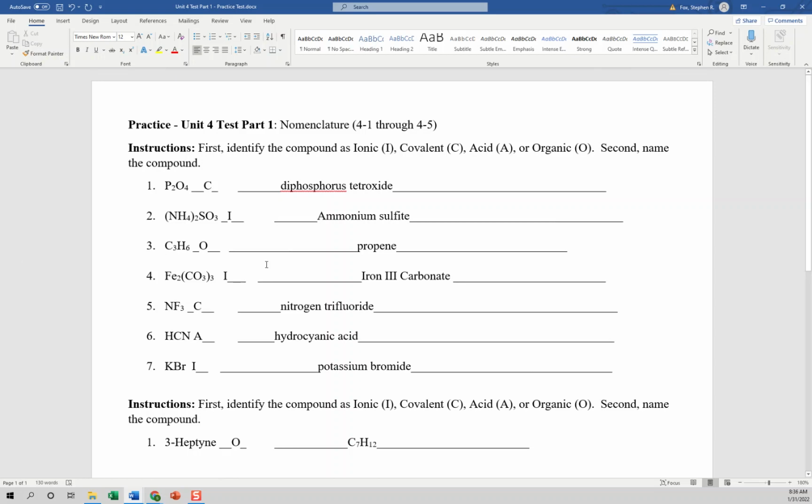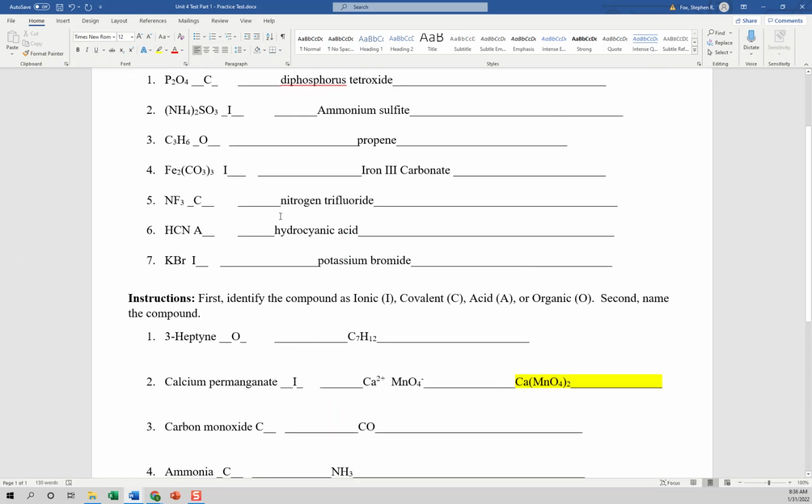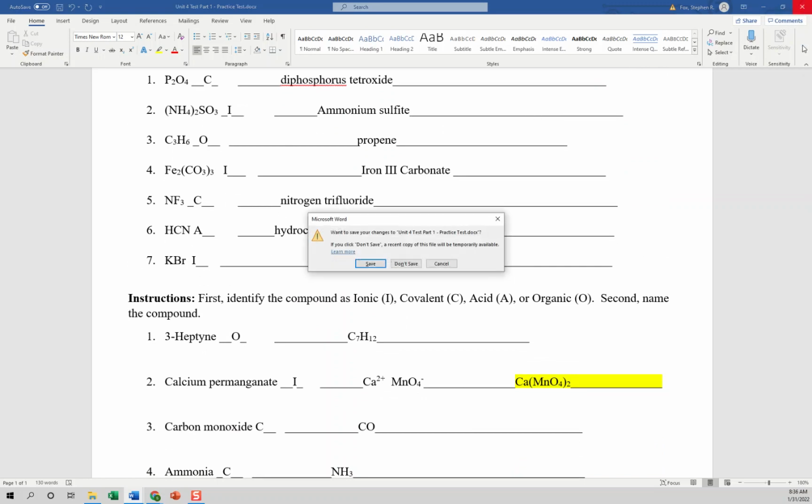But essentially, if you can take something like this and answer all the questions there with just a periodic table and a polyatomic ion reference guide, then you're in great shape.